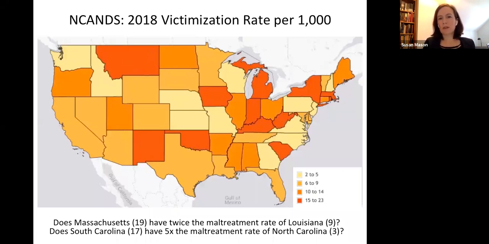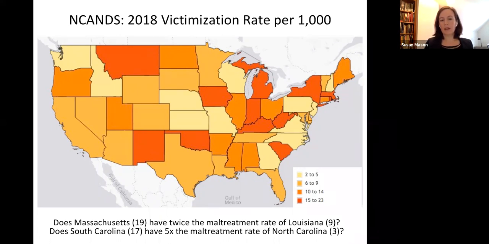This map shows the victimization rate per 1,000 in 2018 based on NCANDS data. Victimization basically means the number of kids who were confirmed to experience abuse and neglect per 1,000. And I just want to ask a few questions about these data. Do we really think that Massachusetts has twice the rate of maltreatment as Louisiana? Massachusetts in 2018 had a rate of 19 per 1,000, and Louisiana had a rate of 9 per 1,000.